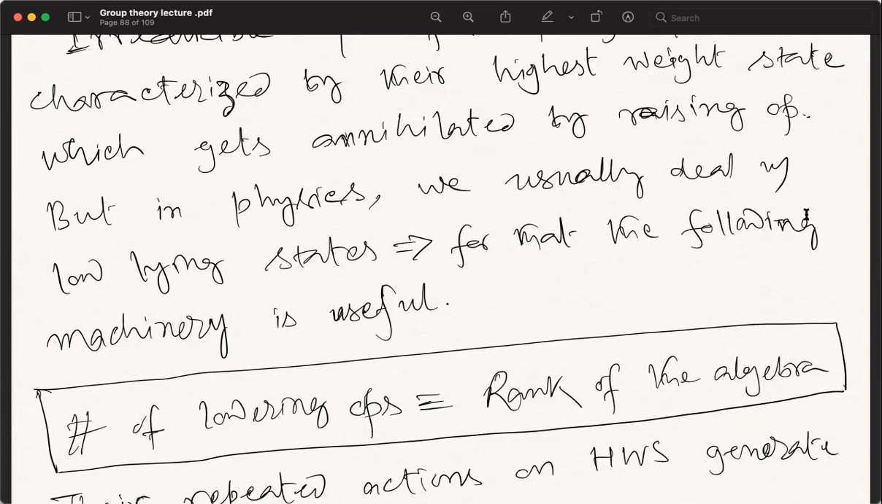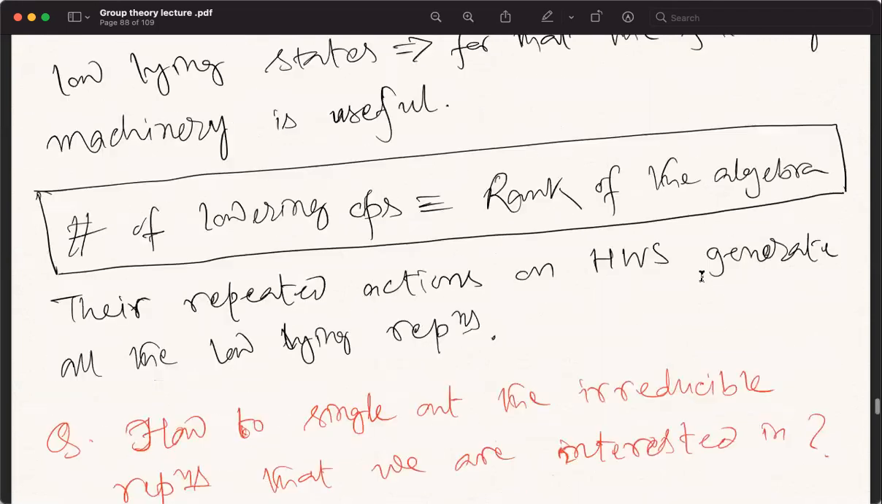So the idea is basically that if you have the highest order state and then you operate the lowering operator again and again repeatedly, and then you consider all possible states. It may sometimes be tedious when you look for very high dimensional representations. That's why these Verma modules may play a crucial role to avoid that tedious task. In this context, we also have to remember that the number of lowering operators equals the rank of the algebra, which we have already discussed. And their repeated action on the highest state generates all the low-lying representations.